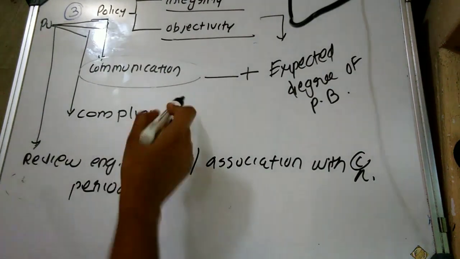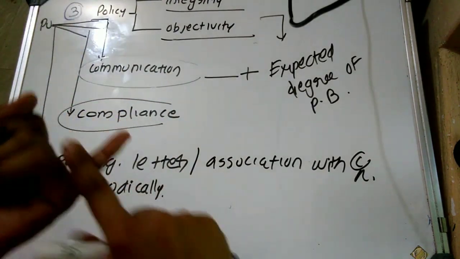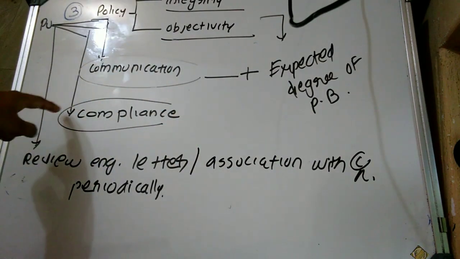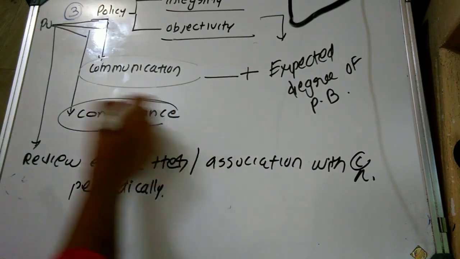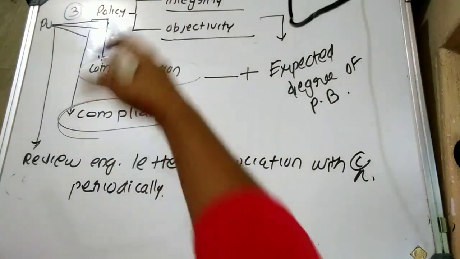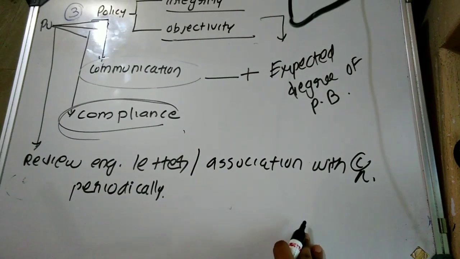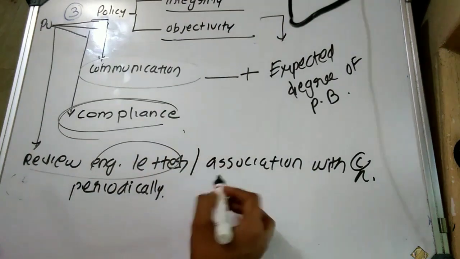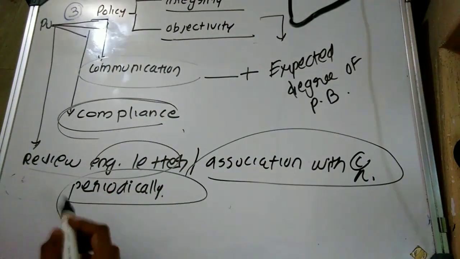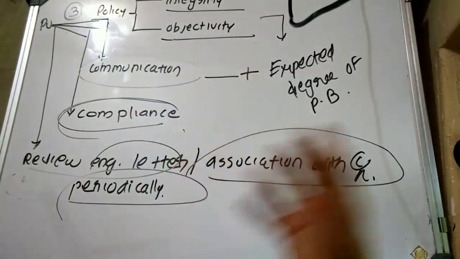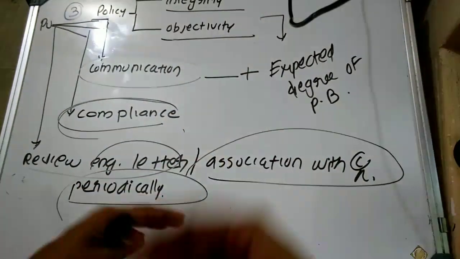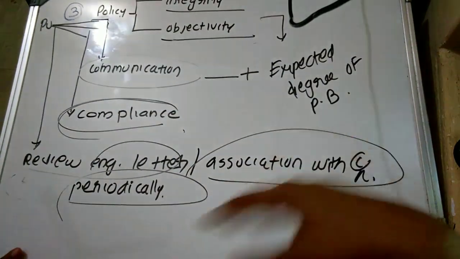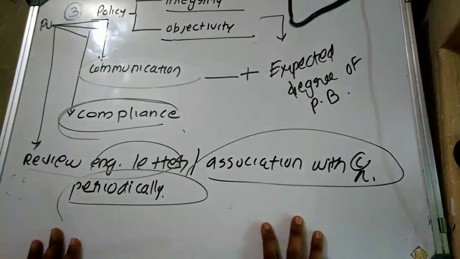Then compliance. Here they have a policy and they are also communicating the policy to their staff. Then the next is whether the practicing unit is ensuring compliance with this policy, that is, whether this policy is actually implemented in the organization. Then the last one, whether this practicing unit reviews the engagement letter, that is, its association with the client, periodically. Once they have accepted the audit engagement, they have to review the association with the client from period to period for the purpose of maintaining independence.